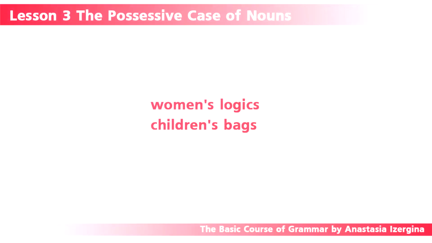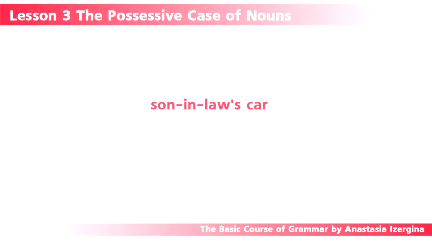But in case the noun in plural form has not s at the end, but for example changes the base form, the rule will be the same as for singular nouns, so we add apostrophe and s. Women's logics, children's bags. For complex nouns, we add apostrophe s to the last part of the word, to the last root. Son-in-law's car.